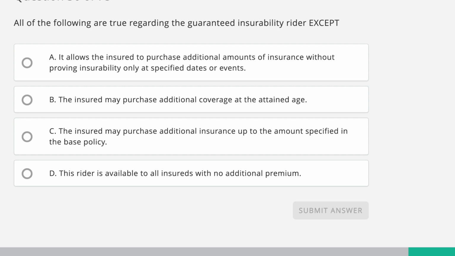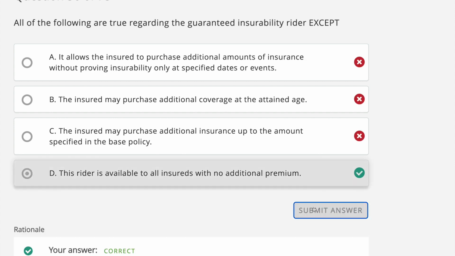Regarding the guaranteed insurability rider, it allows the insured to purchase additional amounts of insurance without proving insurability, only on specific dates and events. The insured may purchase additional coverage at the attained age. The insured may purchase additional insurance up to the amount specified in the base policy. It is available to all insureds, no additional premium. Well, the guaranteed insurability rider is going to cost more if you get it, so that's false.